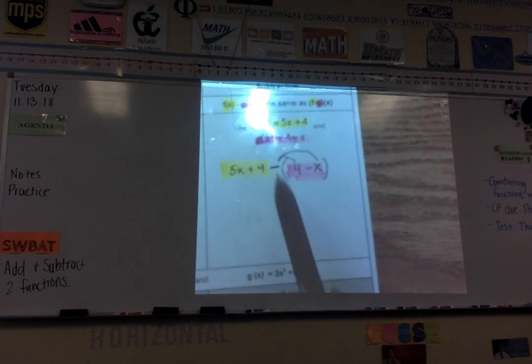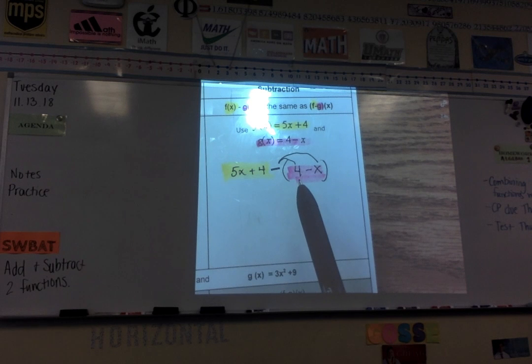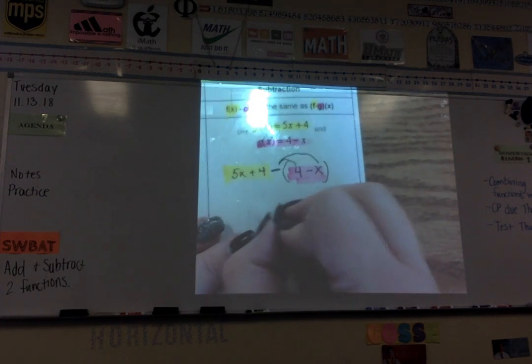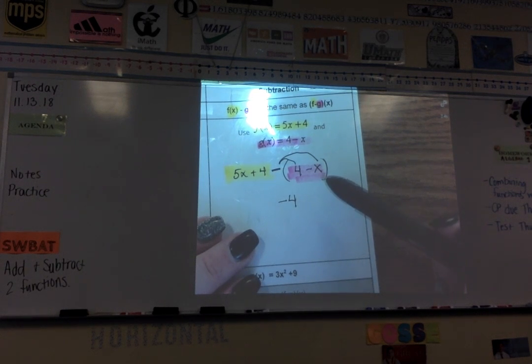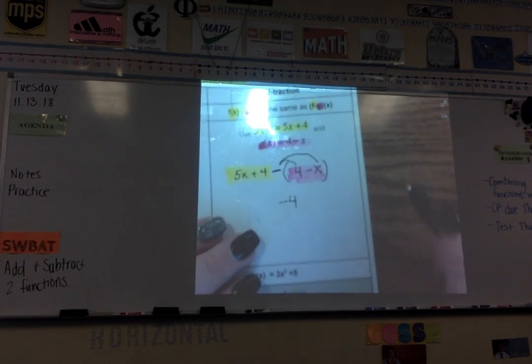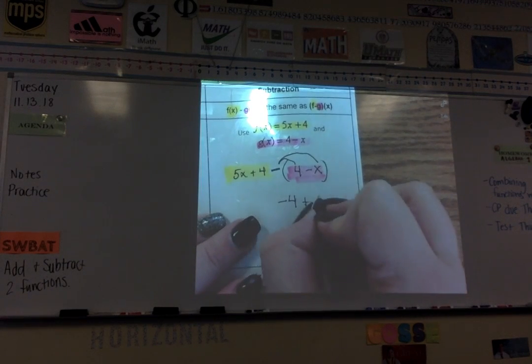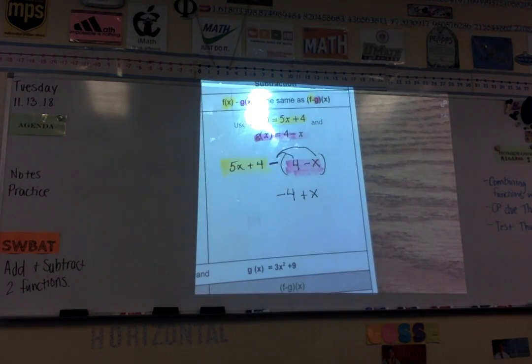So how does this negative sign change for someone other than AC? I love how much you're participating. Negative 4 and then negative x. No, positive, because two negatives make them already positive. Correct. So plus x.